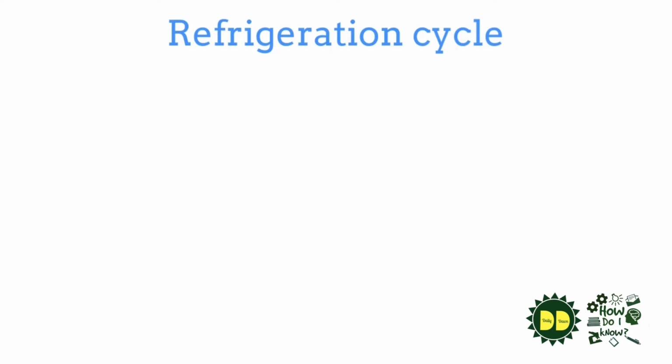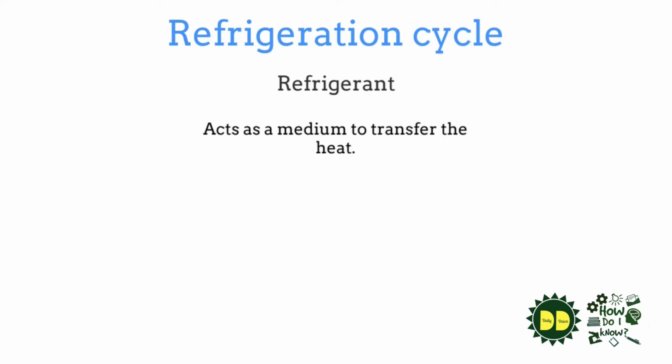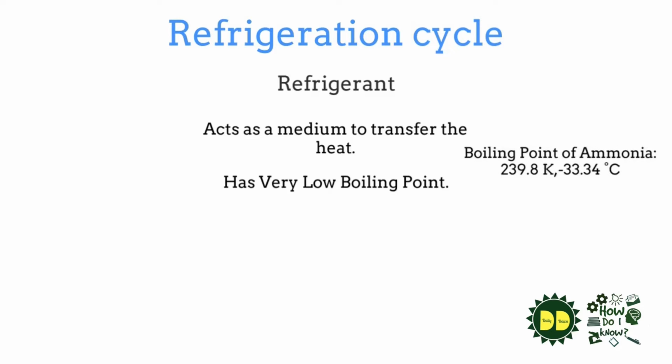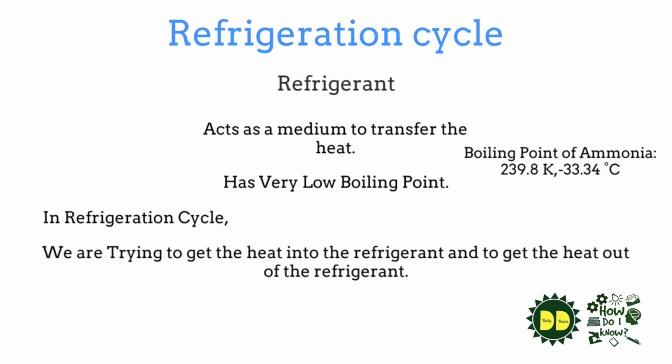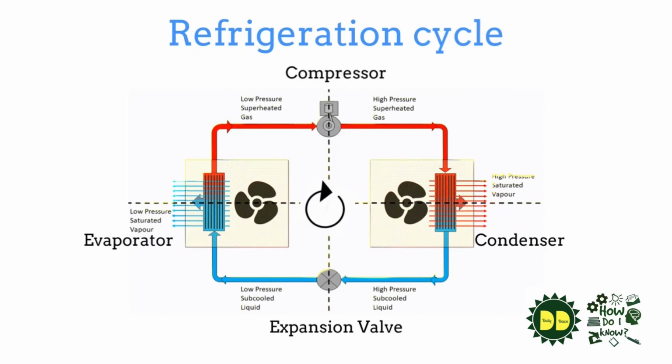A gas that keeps circulating within these four components is called refrigerant. It acts as a medium to transfer heat from the conditioned space to the atmosphere. Usually refrigerants have a very low boiling point. For example, ammonia is one of the most popular refrigerants and its boiling point is 239.8 Kelvin, minus 33.34 degrees Celsius. In the refrigeration cycle, we are trying to get the heat into the refrigerant and to get the heat out of the refrigerant. This is the refrigeration cycle.